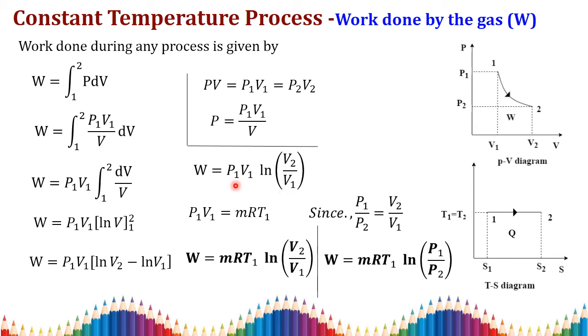Then we already know that P1 V1 is equal to MRT1. This is your ideal gas equation. I am replacing P1 V1 with MRT1 in this equation. Then your final equation becomes work done is equal to MRT1 ln V2 by V1. Either we can use this equation or also this one. Since P1 by P2 is equal to V2 by V1, we can also change this volume ratio into a pressure ratio. So for the constant temperature or isothermal process, work done can also be written as work done is equal to MRT1 into ln of P1 by P2.